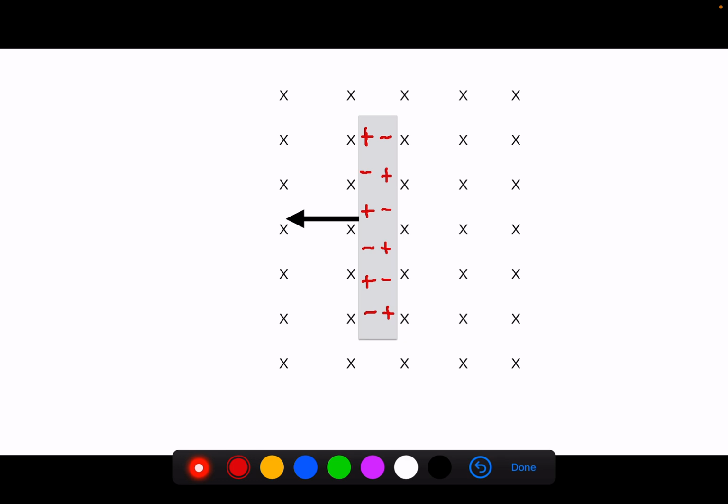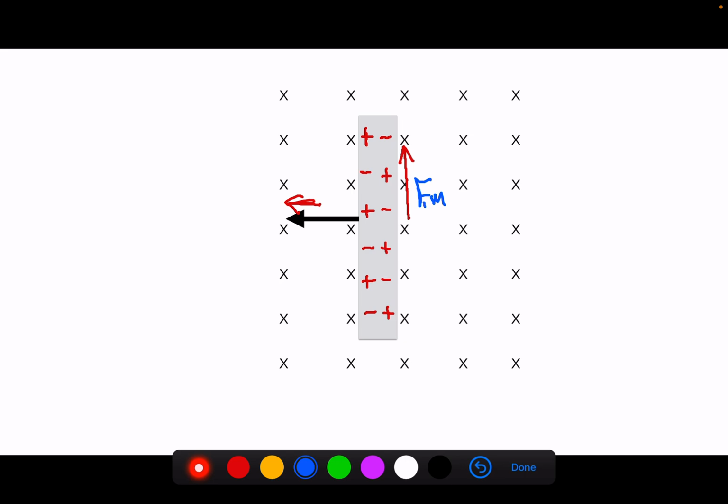So when we push this bar through the magnetic field, the negative charges are going to be pushed toward the top of the bar. How do we know that? We use our left hand rule, where our fingers point in the direction of the magnetic field, our thumb points in the direction of the motion of the bar, which would be in this case to the left, and the force of magnetism, our palm, is going to push toward the top of the bar, so the electrons are going to be pushed toward the top.